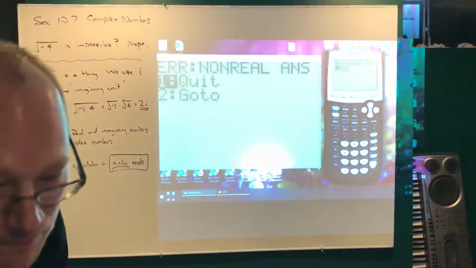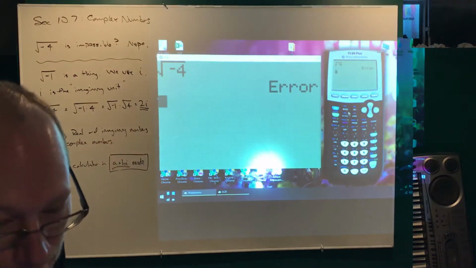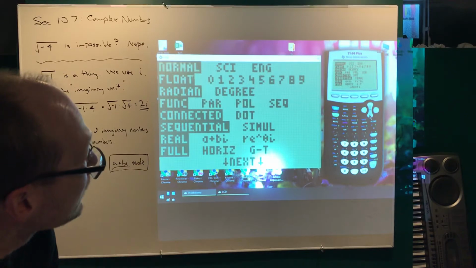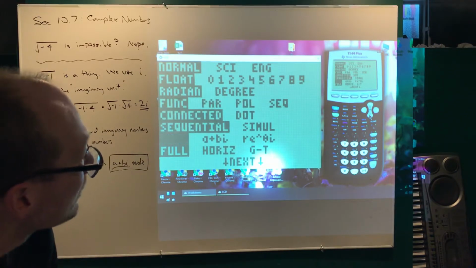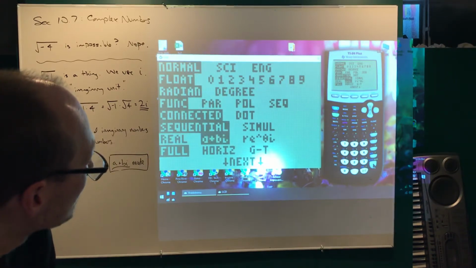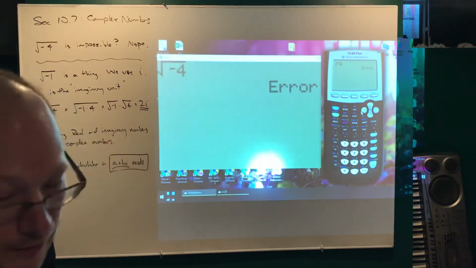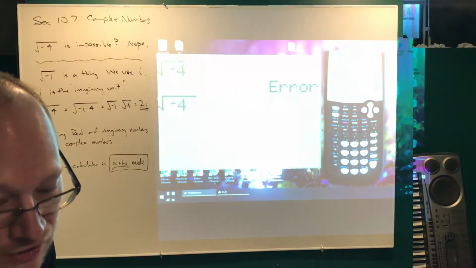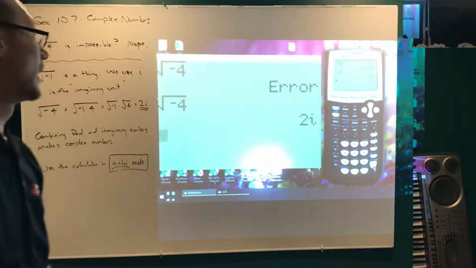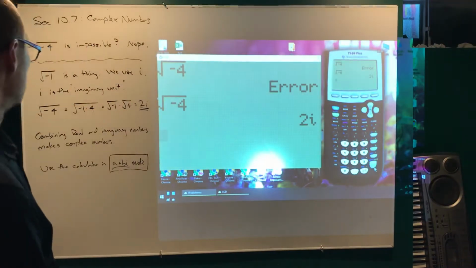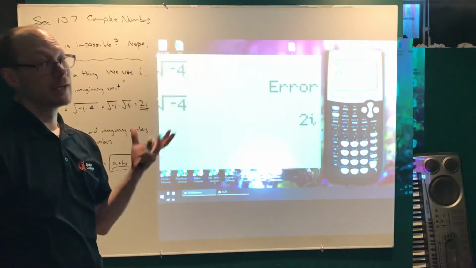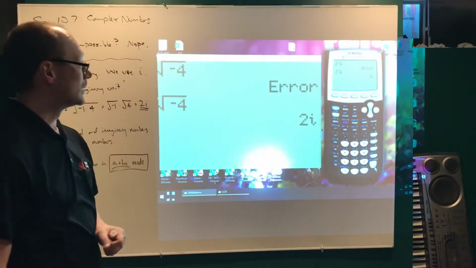So what we need to do is go to mode, up here, and click down, instead of real, arrow over to a+bi and press enter to toggle that mode on. And now when I do the square root of -4, I actually get my answer of 2i. Who would have ever thought that would be the case? So if you're going to be doing some complex number stuff, boy, use the calculator. The calculator can do a lot with this.